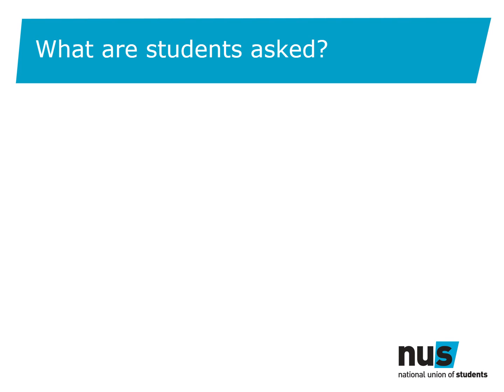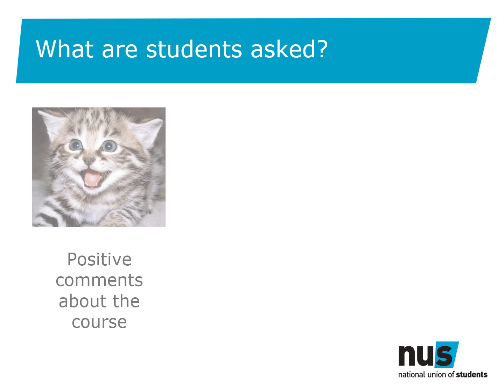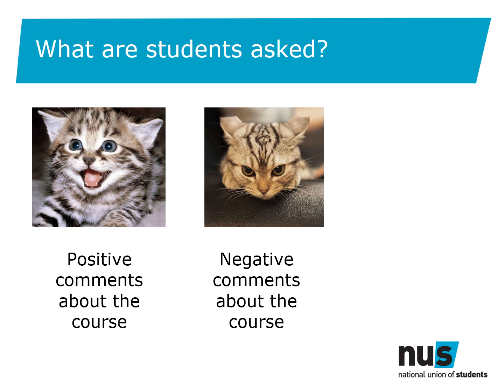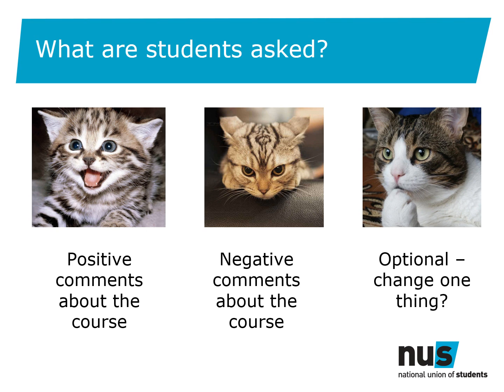At the end of the survey, students are asked 2 qualitative questions allowing them to comment on the positive and negative aspects of their course. Some institutions choose to add on an additional qualitative question. The most popular is, if you could change one thing about your experience, what would it be?